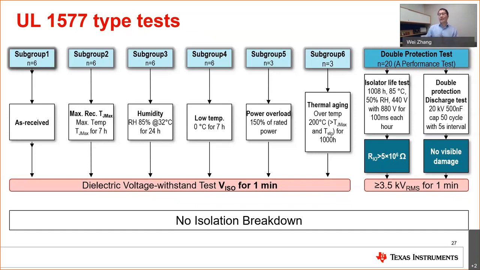For the double protection test, I want to tell you this is not double isolation. This is for certain applications which UL has specified. So far, I have not seen any applications using their part for the double protection test. This is a very stringent test. You test the part under 20 kV, 500 nanoseconds, 50 cycles, 5-second interval, no visible damage. So at this moment, the double test is not very popular. The majority is still the VISO we're tapping on the left. And also for the left, as long as the VISO reaches a certain level, it can still be called reinforced isolation. That is the key message I would like to reinforce right here.